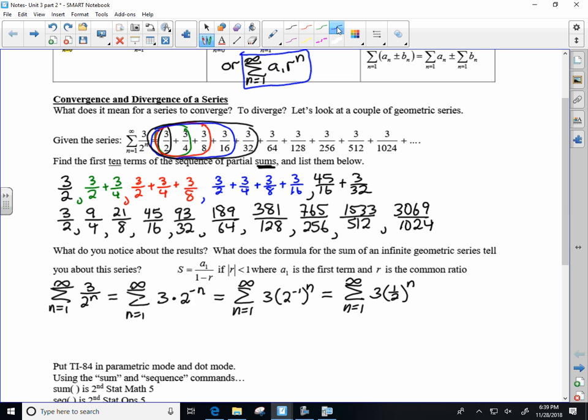All right, so from this, we can identify an a sub 1 and an r value.